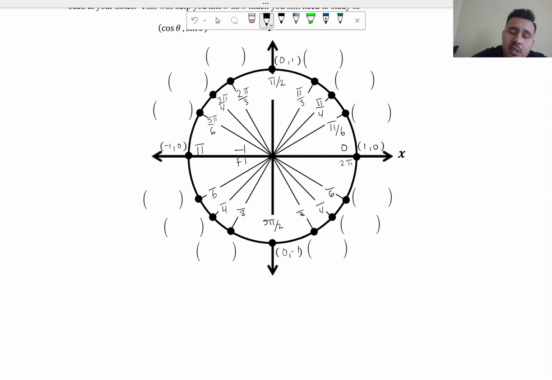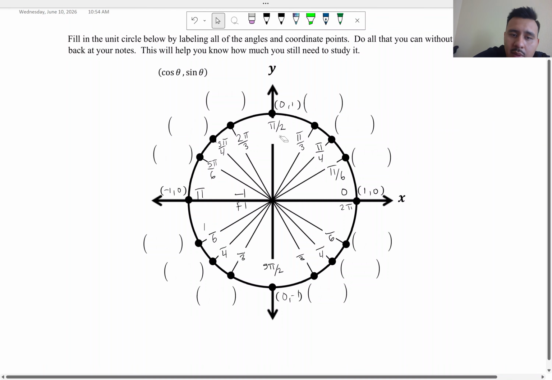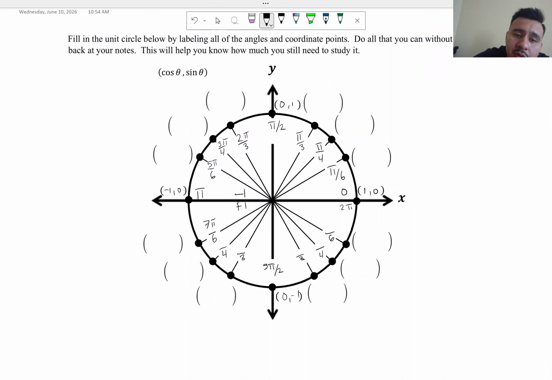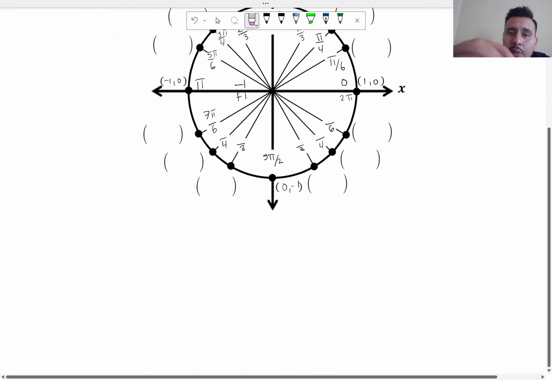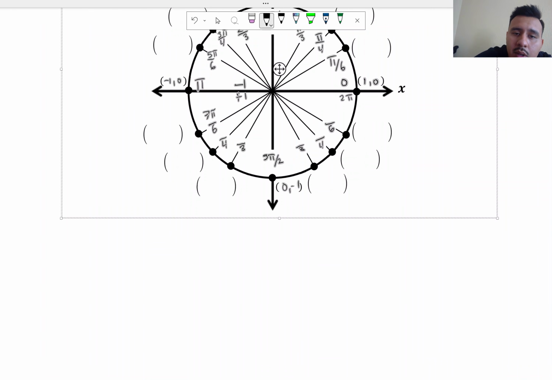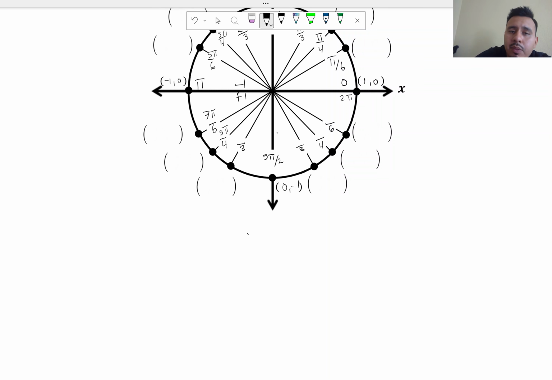Now let's do the plus 1. 6 plus 1 is 7. Let me scroll it down so that I can write it better. 7 pi over 6. 4 plus 1 is 5, so it's going to be 5 pi over 4. 3 plus 1 is 4, so it's going to be 4 pi over 3.